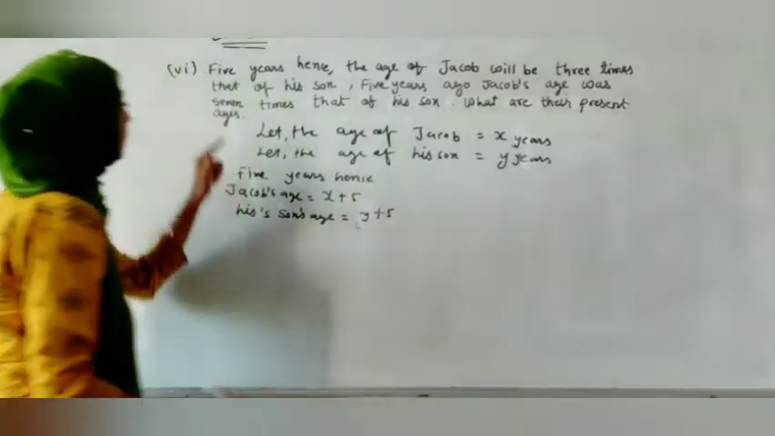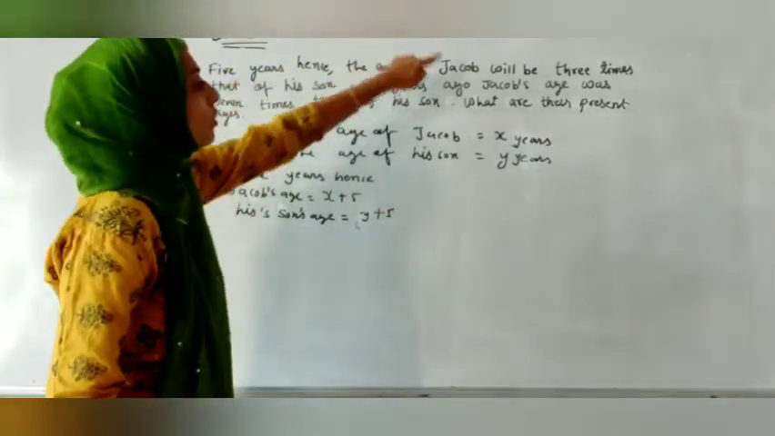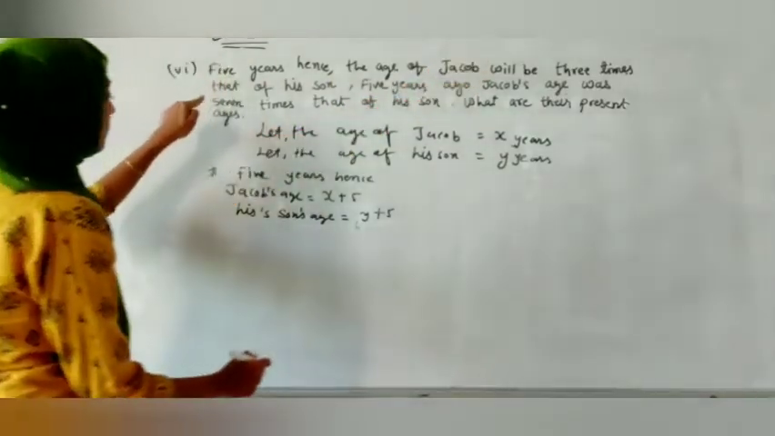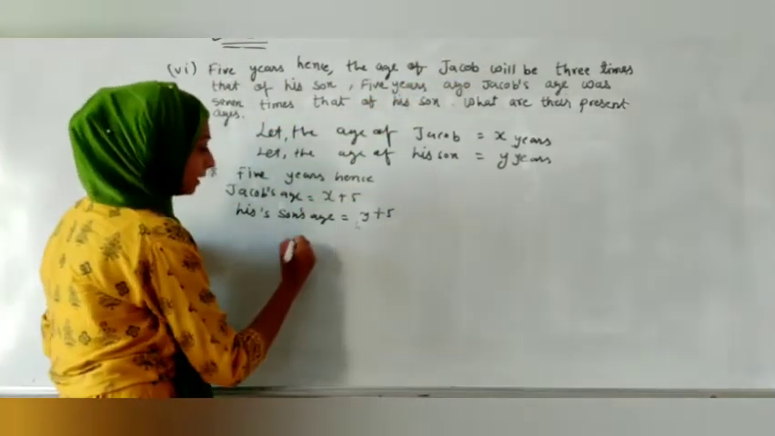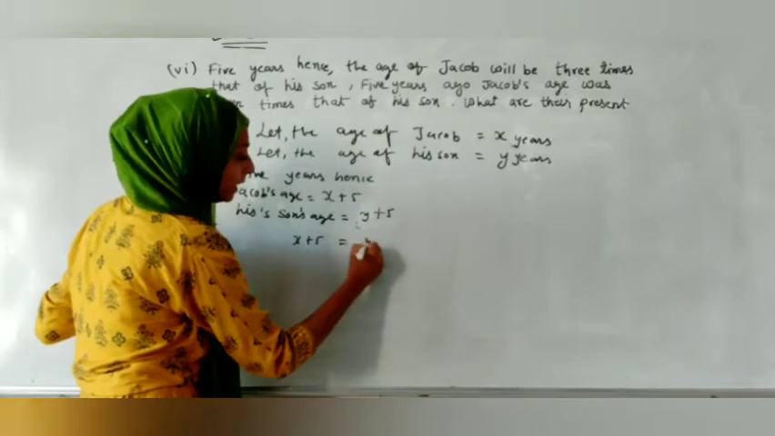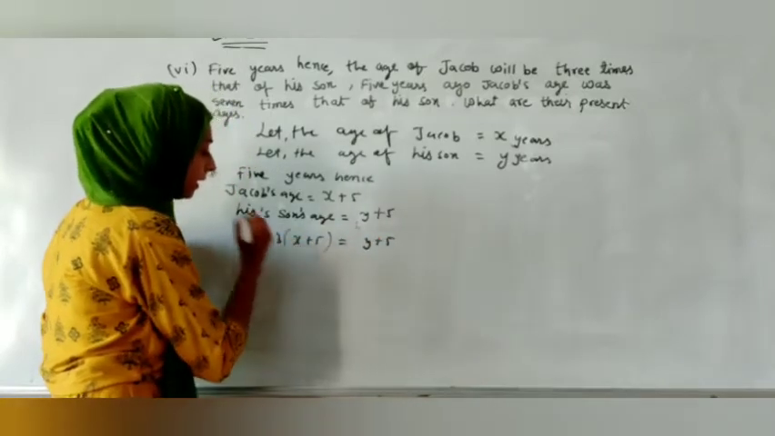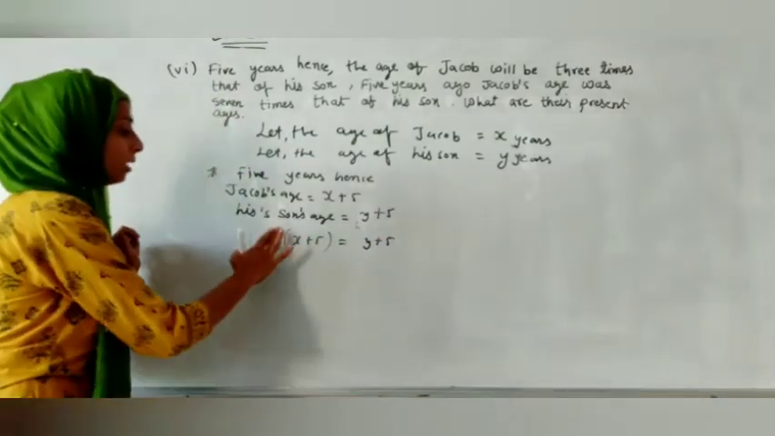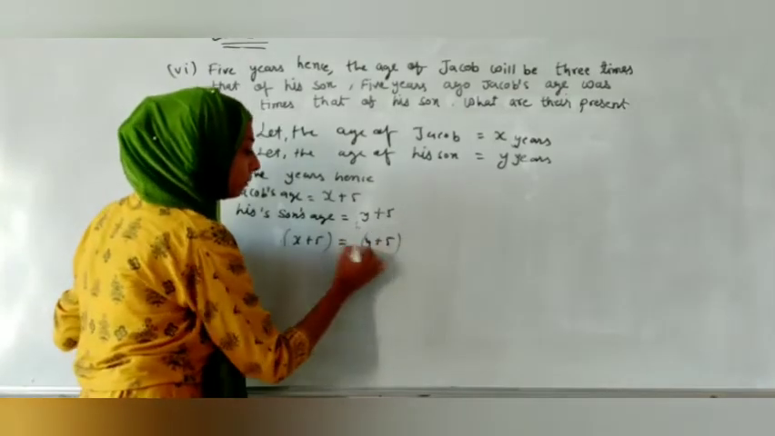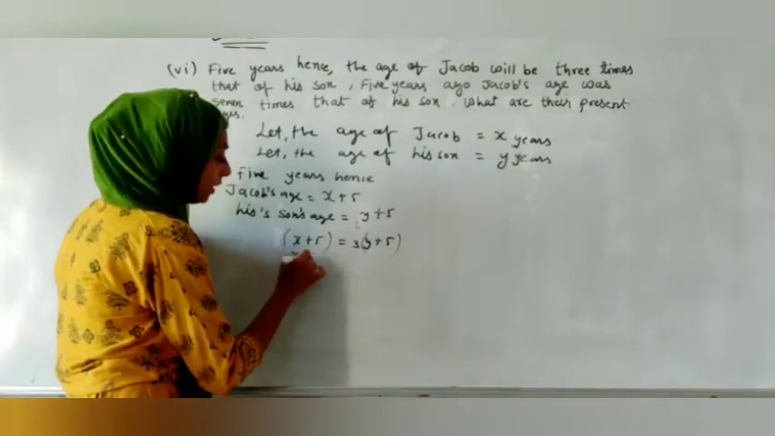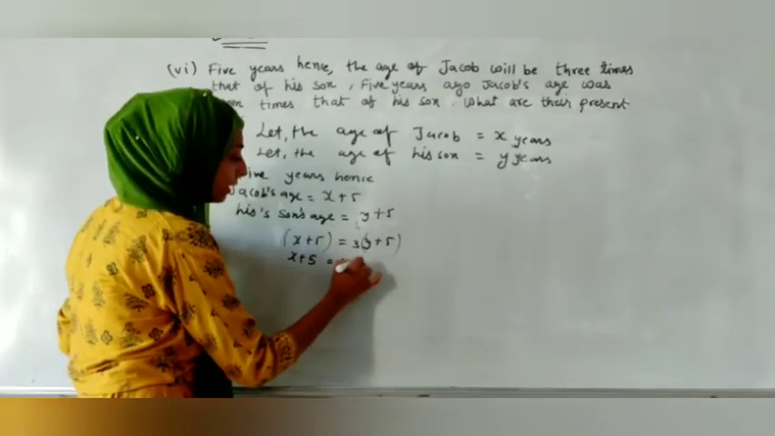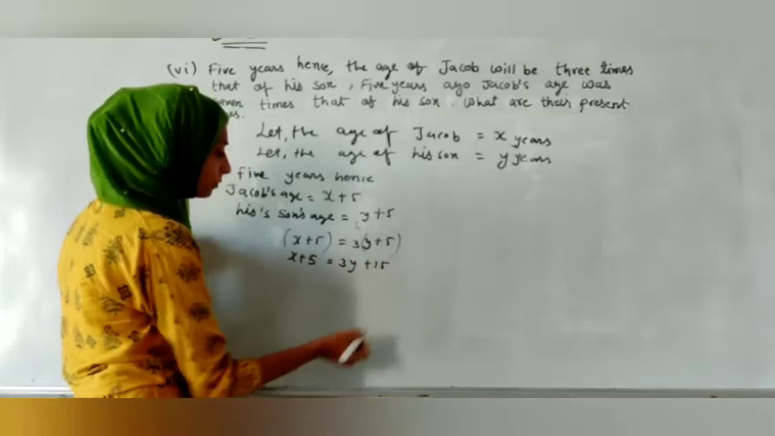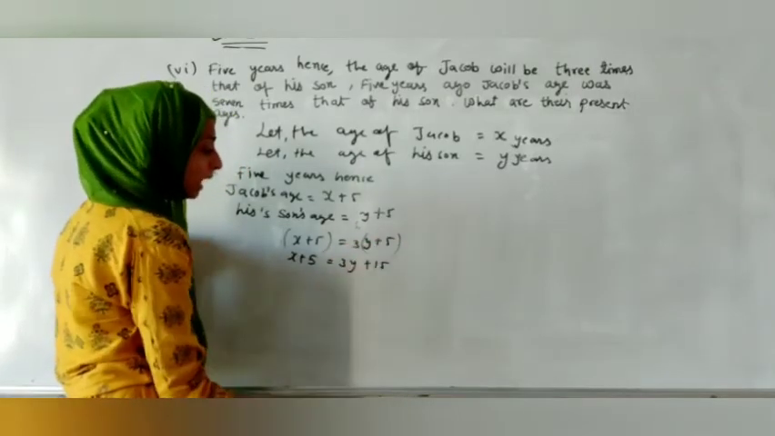Then what is happening, 5 years hence the age of Jacob will be 3 times. तो उस 5 साल बाद जैकब की एज उसके बेटे की एज से 3 गुना है, 3 टाइम्स है. So 3 हम यहाँ नहीं ऐड करेंगे, we will multiply that 3 over here. So what we are getting, let us see. So we are getting 3y plus 15. ठीक है, 3 आया multiplied over here.